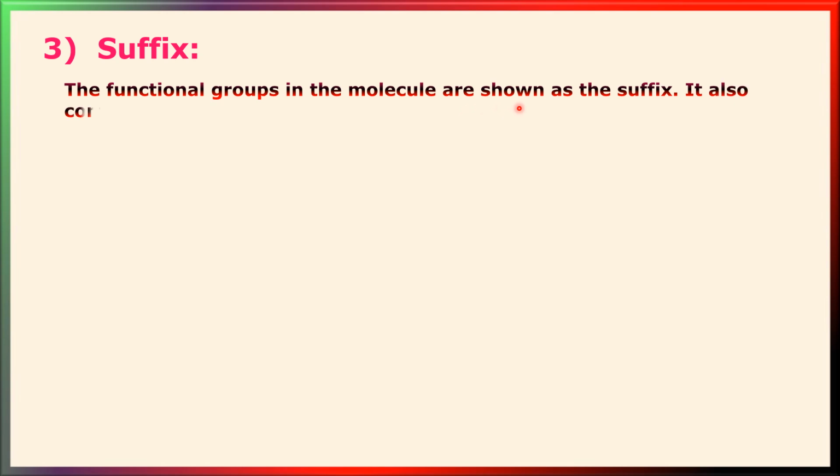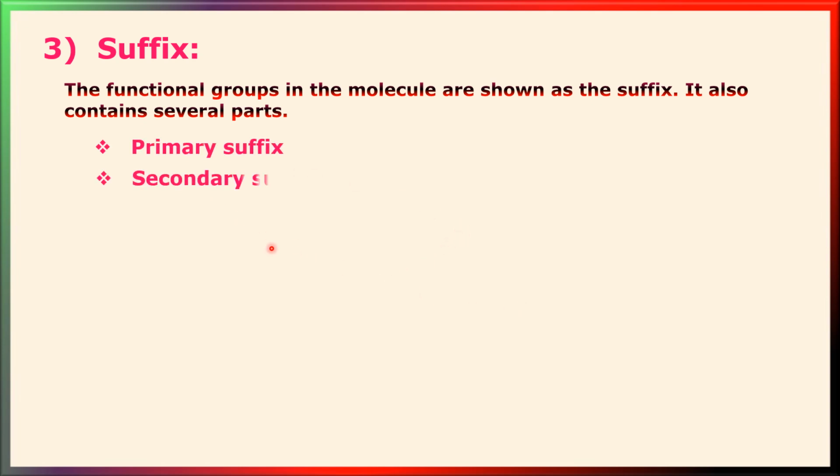The next part of the IUPAC structure is suffix. What is suffix? You can see the functional groups in the molecule are shown as a suffix. It also contains several parts. Like prefix, suffix also contains several parts: primary suffix, secondary suffix, numerical suffix and number suffix. Numerical suffix is also called as numerical designation. Number suffix is simply called as number.